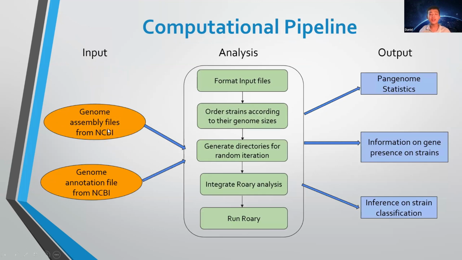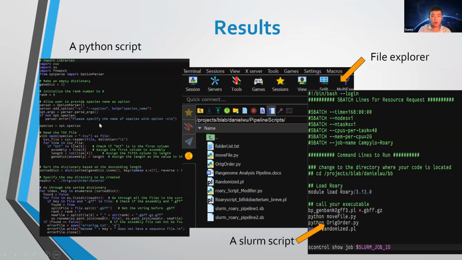This flowchart illustrates the pangenome analysis project my computational pipeline performs. I used the genome assembly files and the genome annotation file from NCBI as my input. For the actual analysis, the input files were formatted and the genome sequences were subjected to pangenome analysis. I will skip some details here. For the output, I was able to generate summaries on pangenome statistics, information on gene presence on strains, and I was able to use the outputs to make inferences on strain classification. All analyses were done using the Matilda HPC cluster.